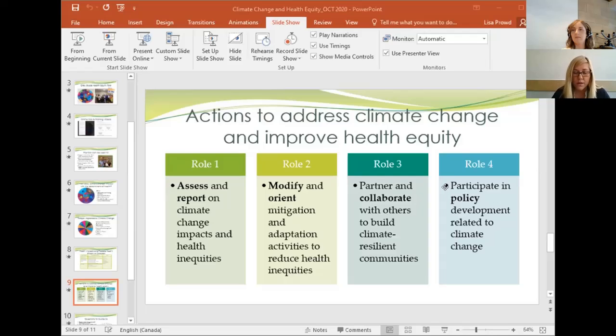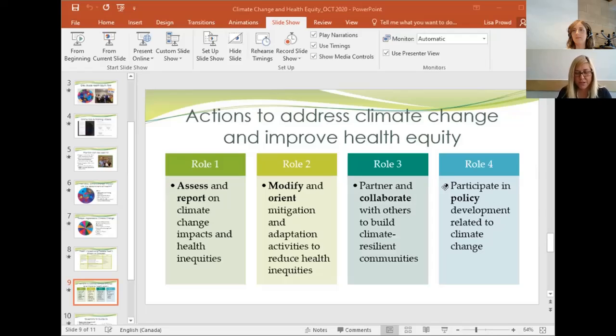The second role is to modify and orient mitigation and adaptation activities to reduce health inequities. So how do we incorporate health equity into planning? And how do we adapt our actions or our activities to reduce inequities and to try and mitigate some of those negative impacts? So for example, considering health literacy and people's ability to understand information when we're communicating the risks of an extreme weather event, or taking into consideration which communities would benefit the most from greening initiatives.